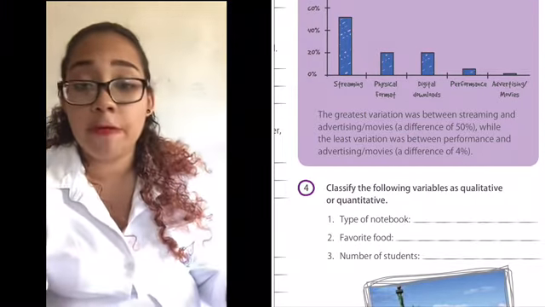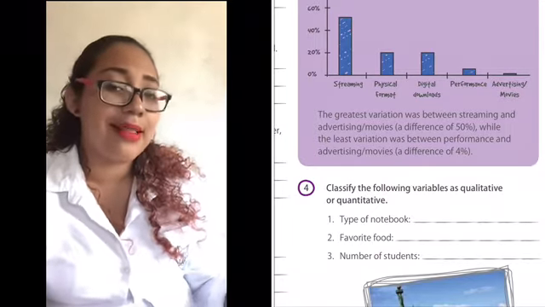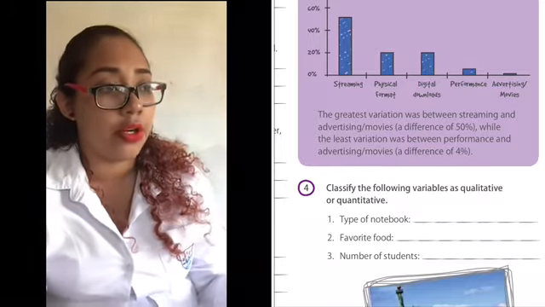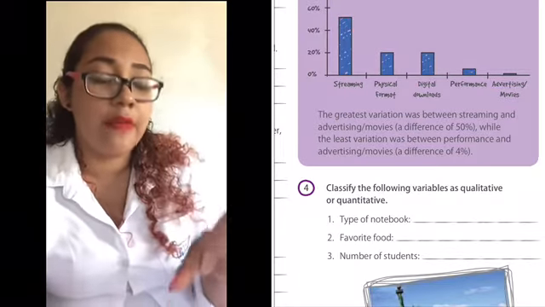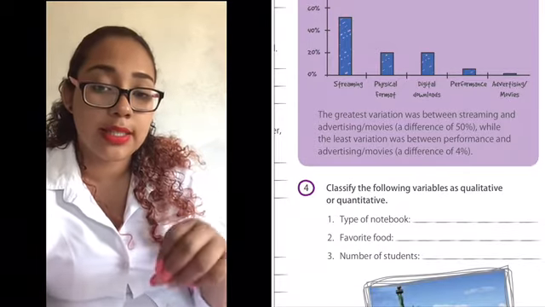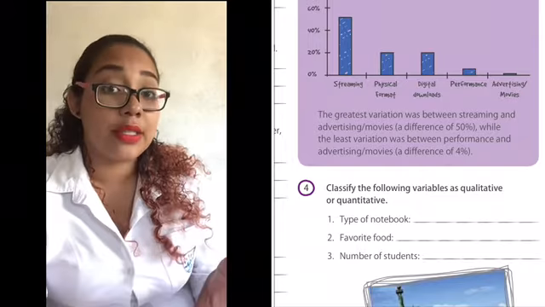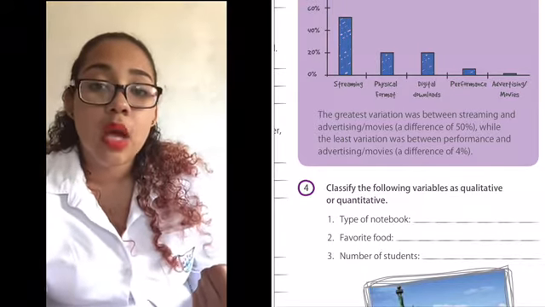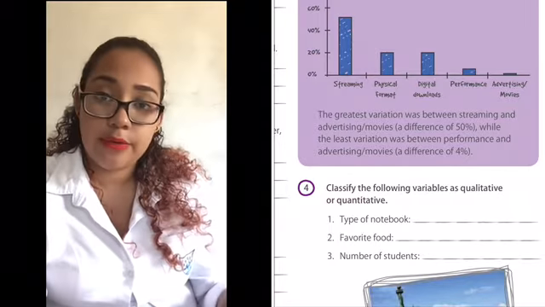When you talk about favorite food, are you talking about numbers or not? Just that part. Are you talking about numbers or not? Always ask that question if they're asking you to classify if it's qualitative or quantitative, and say, is this numbers or not? If it's numbers, then you know what it is, quantitative. If it's not numbers, then it's qualitative, okay?